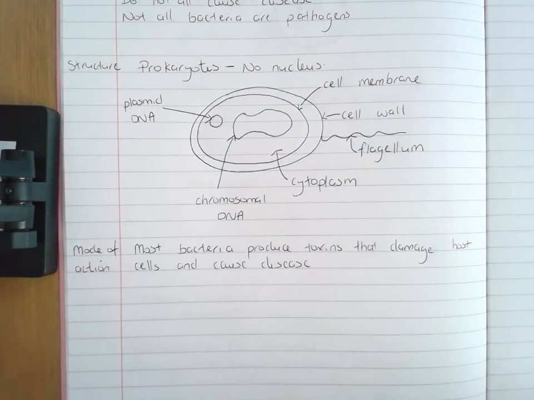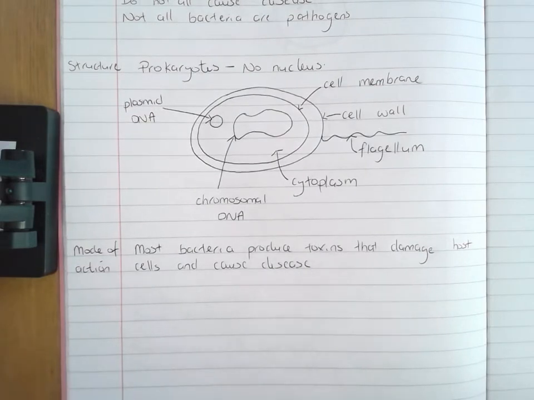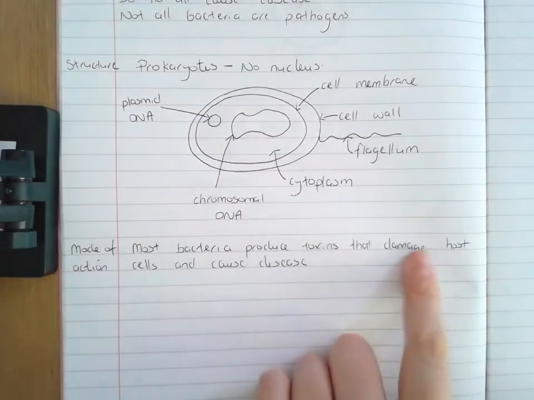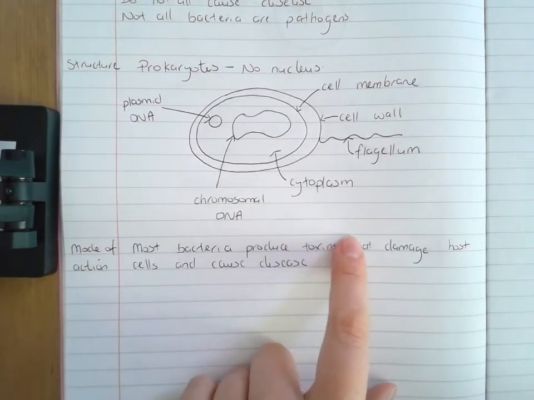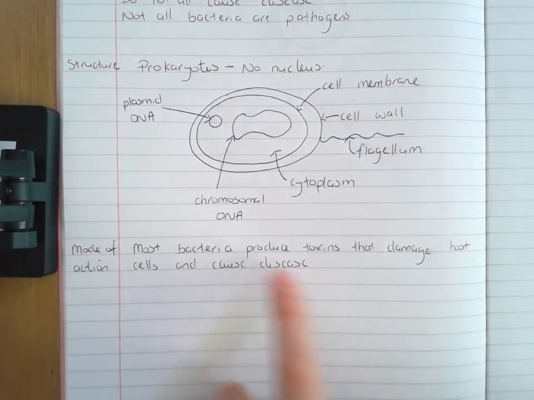By host cells, I just mean whatever the bacteria has infected. So if the bacteria has infected a plant, the plant will be the host. If the bacteria infects a human, the human will be the host. So whoever or whatever they're infecting, that's going to be the host. And those toxins are going to damage cells and cause disease.